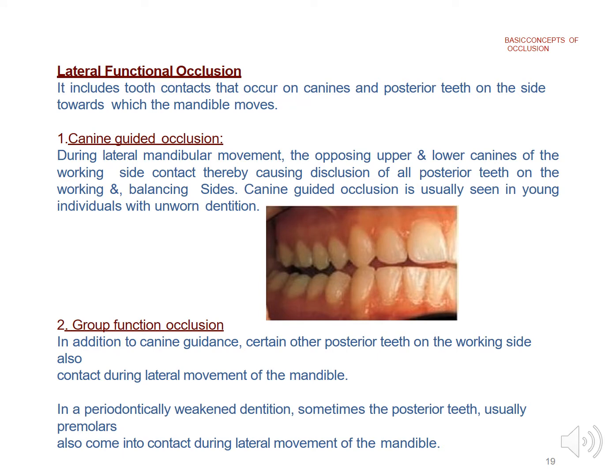For the lateral functional occlusion, it includes tooth contact that occurs on canines and posterior teeth on the side to which the mandible moves. It can be divided into two. The first one is the canine guided occlusion. During lateral mandibular movement, the opposing upper and lower canine on the working side contact, thereby causing disocclusion of all posterior teeth on the working and balancing side.